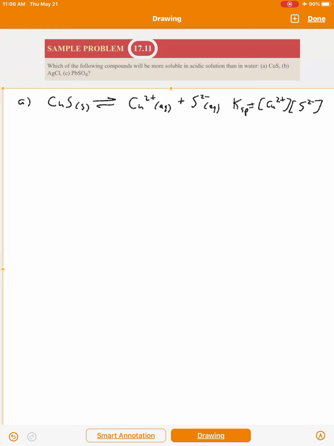Let's try B. We're talking about AgCl. Now that's one that's used quite a bit in examples. We've seen it before in previous examples. You get the silver ion concentration and the chloride ion concentration. So KSP is the concentration of silver times the concentration of chloride.